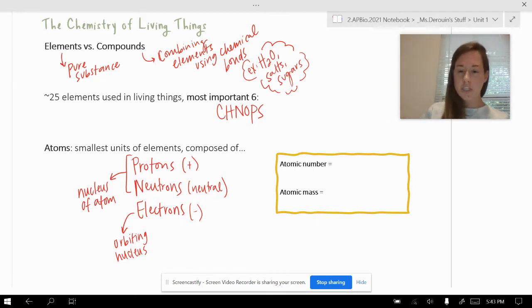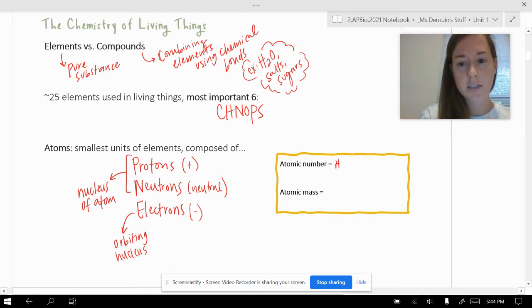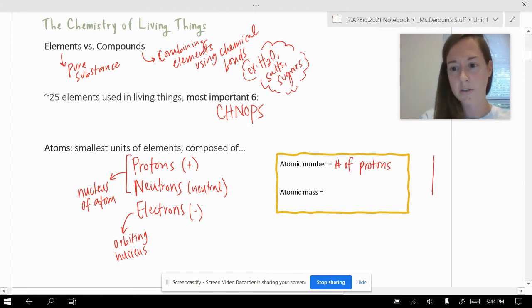So just a quick refresher too on atomic number. Atomic number is the number of protons that element has. So that's on your periodic square. So if you have a little periodic square and it's carbon and it's 6, that's the atomic number. And then down at the bottom will be another number. I think it's like 12 point something. That's your atomic mass.